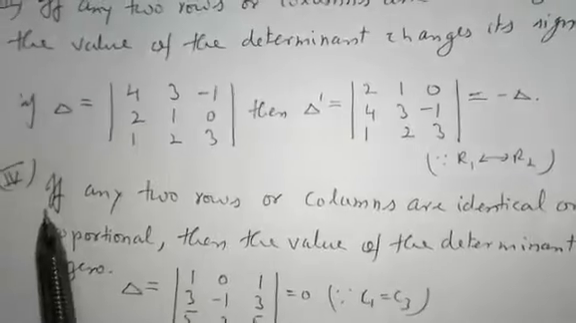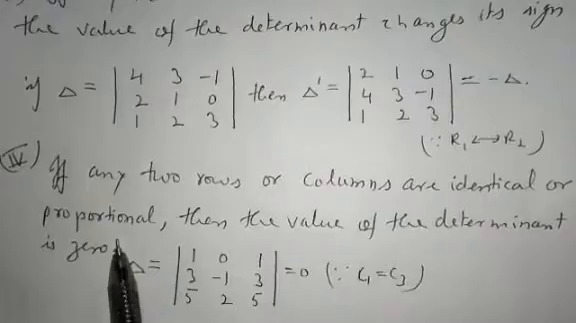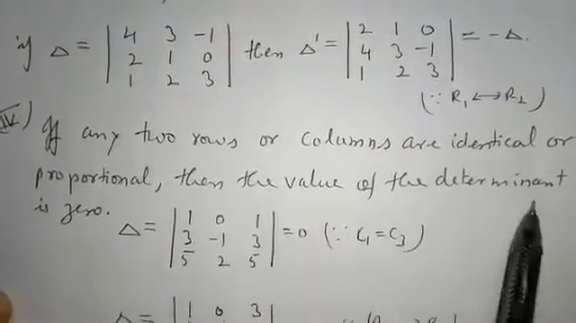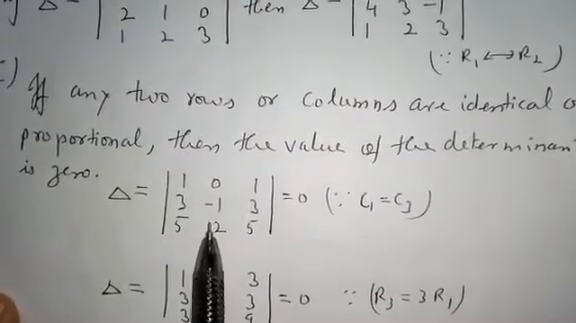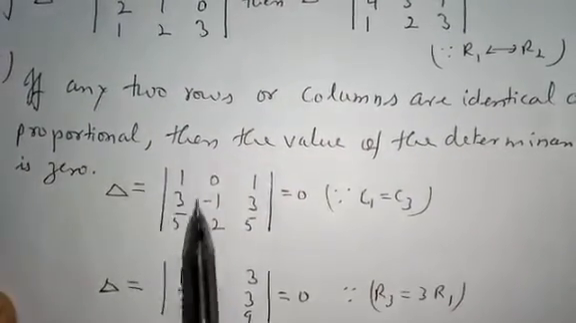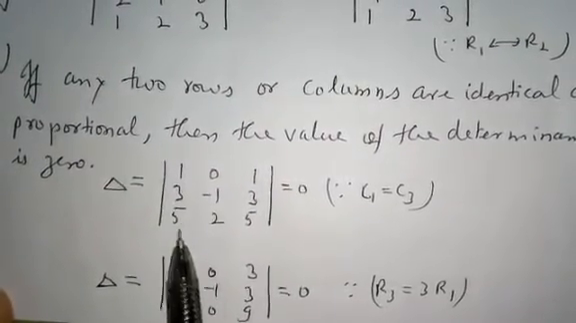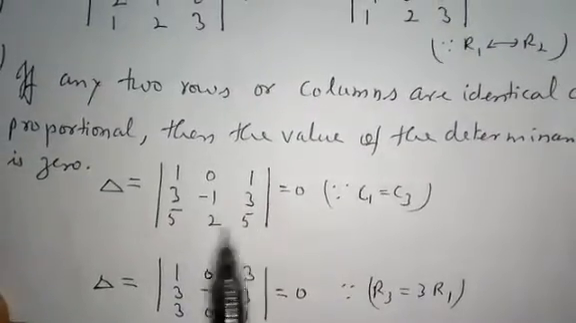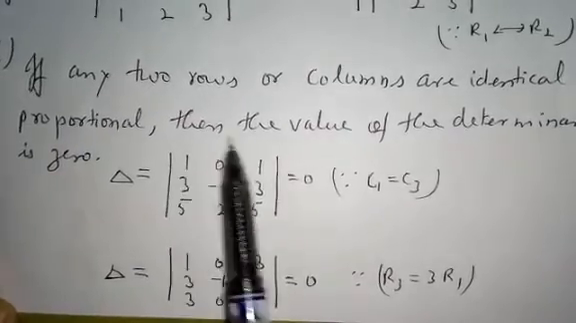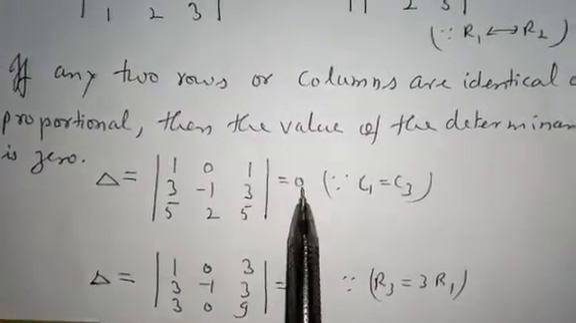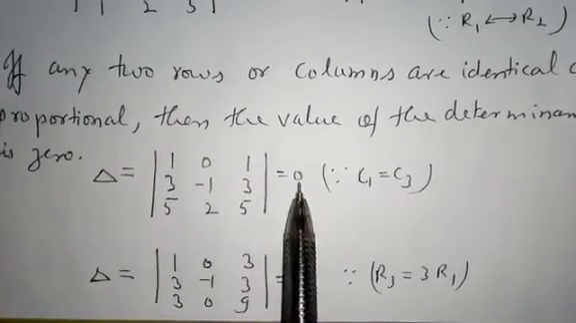Now, fourth property: if any two rows or columns are identical or proportional, then the value of the determinant is 0. For example, in this determinant, we observe that C1 and C3 are identical: 1, 3, 5, and C3 is also 1, 3, 5. So C1 and C3 are equal or identical. That's why the value of the determinant is equal to 0. No need to expand. In this situation, write its value directly as 0.